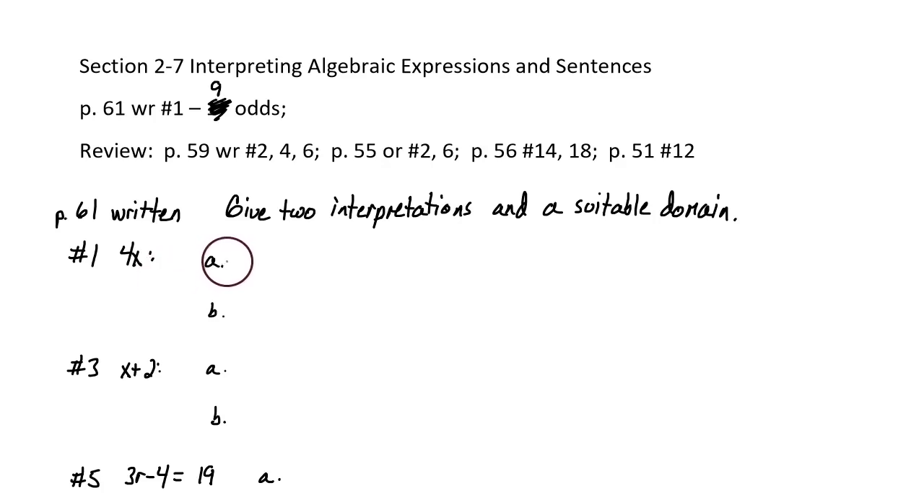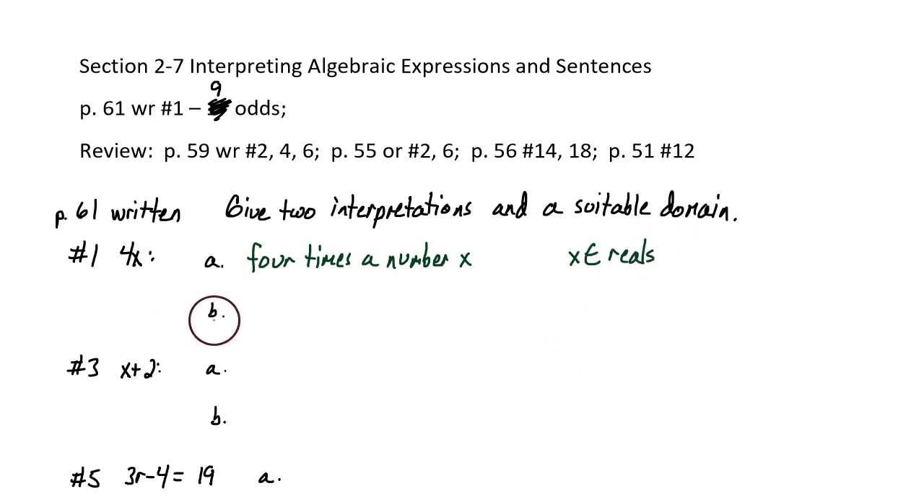For my first interpretation, I'm going to be very literal, not attempt to make any real-world scenario, but just express these symbols in words as 4 times a number x. Because there's no real scenario attached to this, the number x could be any real numbers, and that's my suitable replacement set. X could be an element of the real numbers.